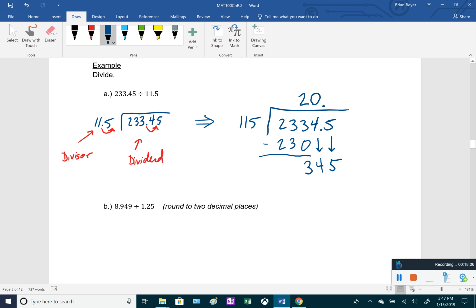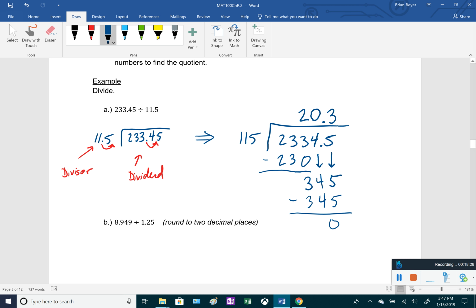So if it doesn't go in, you put a 0 and then bring down the other digit for help. And then we think how many times does 115 go into 345? It actually goes in 3 times, and it goes in evenly. 3 times 115 is 345. So we get a remainder of 0. So our answer here is 20.3. And remember that this is the quotient, which is our answer.